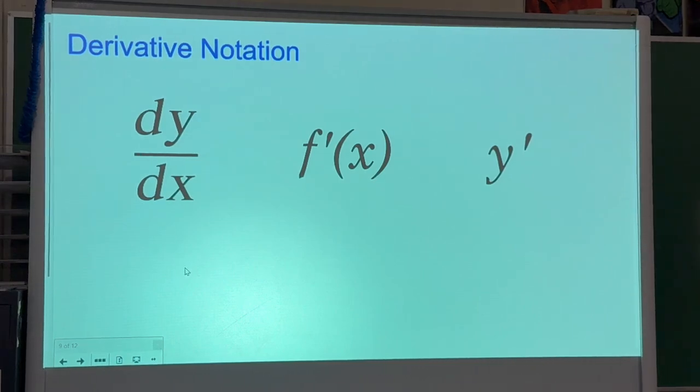Derivatives are one of the two main topics in Calculus 1. There's derivatives and there's integrals. They undo each other.